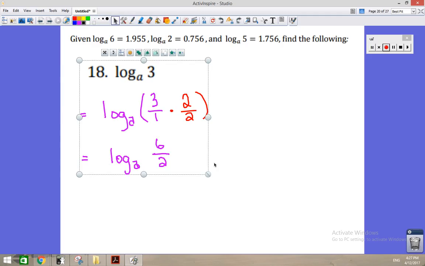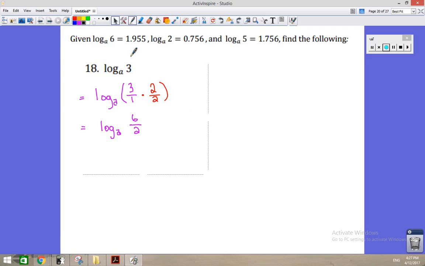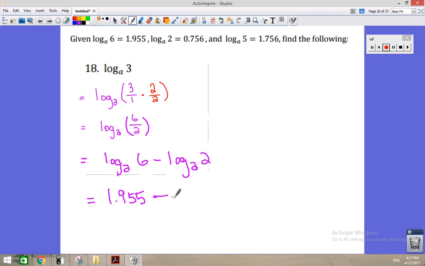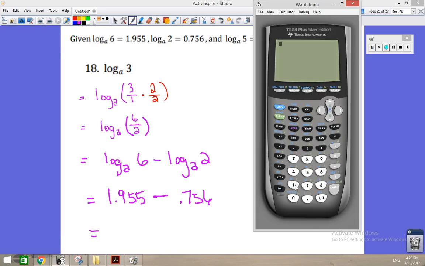And we have a property of logarithms that says if you're taking the log of a fraction, you can take the log of the numerator minus the log of the denominator. Now these all have to have the same base, or those properties don't apply. So this gives me the log of 6, 1.955 in the directions. It gives me this value, and I subtract 0.756. So if we key this into the calculator, 1.955 minus 0.756.